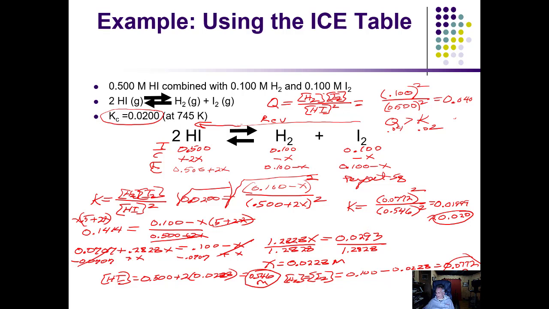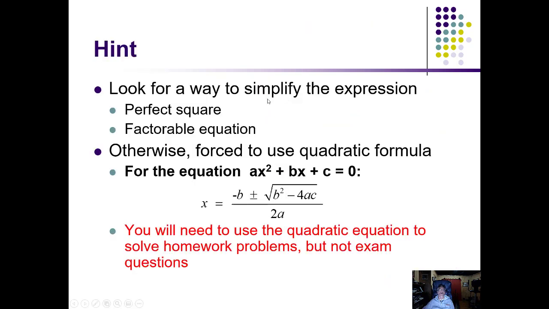Okay? All right. Last thing, in working these problems, always look for a way to simplify the expression. Things like perfect square, where you have a square in the numerator, square in the denominator. Look for some way to simplify, and I'm going to show you another way. Otherwise, you'd be forced to use the quadratic formula, and I am not going to ask you to do the quadratic formula on a test. That's a lot of algebra, and you know how I feel about that. You will probably need to use the quadratic formula to solve homework problems, but not exam questions. Okay, that's enough.